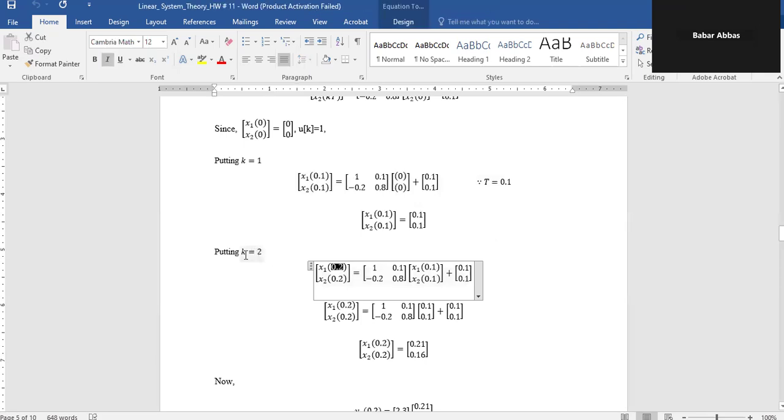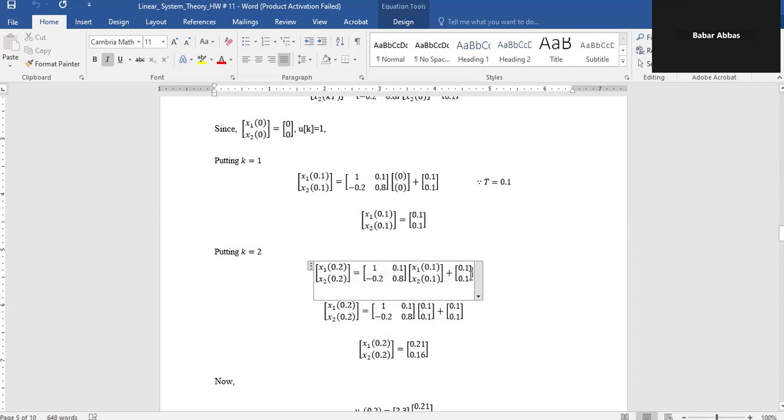When we put k equal to 2 and T equal to 0.1, just putting the x values from the previous equation, we are having 0.1 and 0.1, and these are the state values x1. So this comes to 0.1 and 0.1 here, and now multiplying these two matrices, it comes out here.